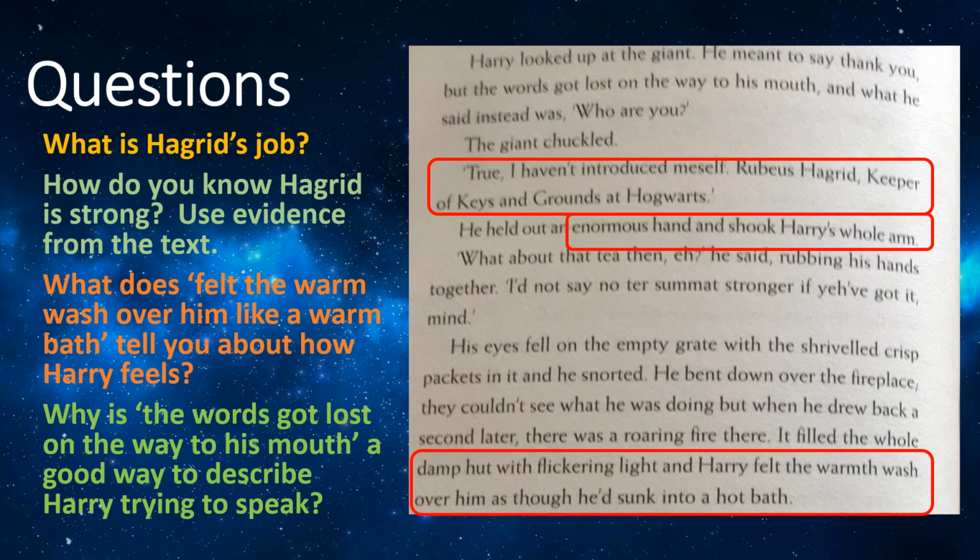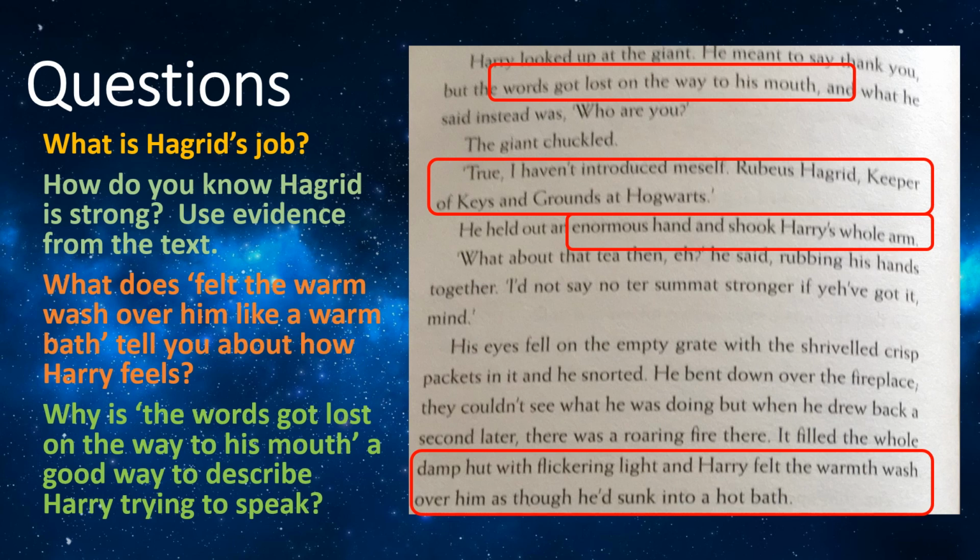And the last question. Why is the words got lost on the way to his mouth a good way to describe Harry trying to speak? We've already mentioned this part of the text before. And as I said to you before, this is actually personification. It's making something that isn't like a human or an animal seem like it's acting like a human. The words got lost on the way to his mouth. Sounds a bit like when someone's walking somewhere and they don't know which way to go. They don't actually know where they are.